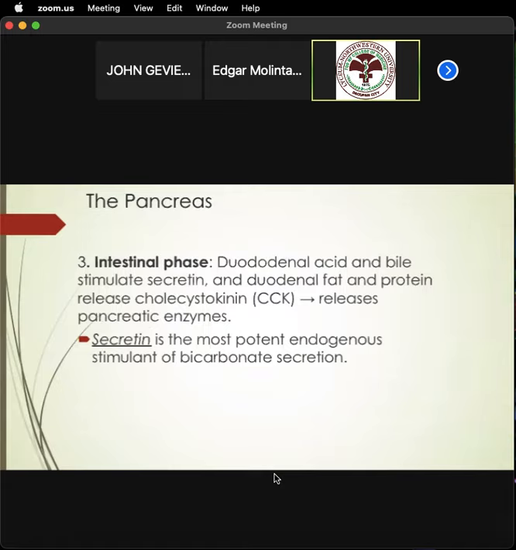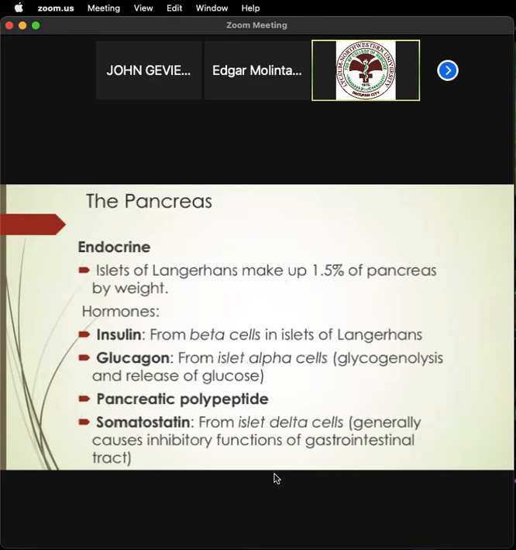Secretin is the most, as you can see, in all phases, secretin is the most potent endogenous stimulant of bicarbonate secretion. Okay, let's proceed. We're not through with the exocrine. Let's proceed with the endocrine part of the pancreas.